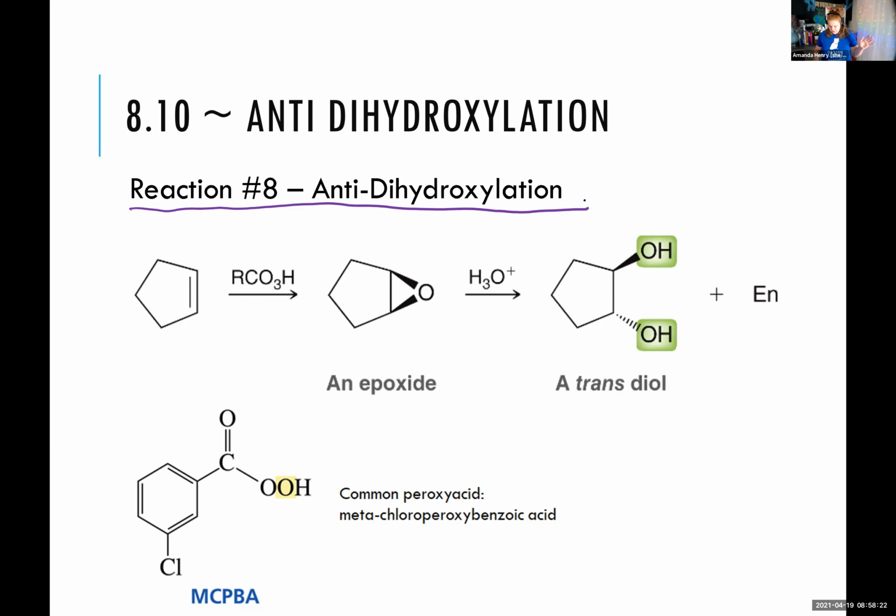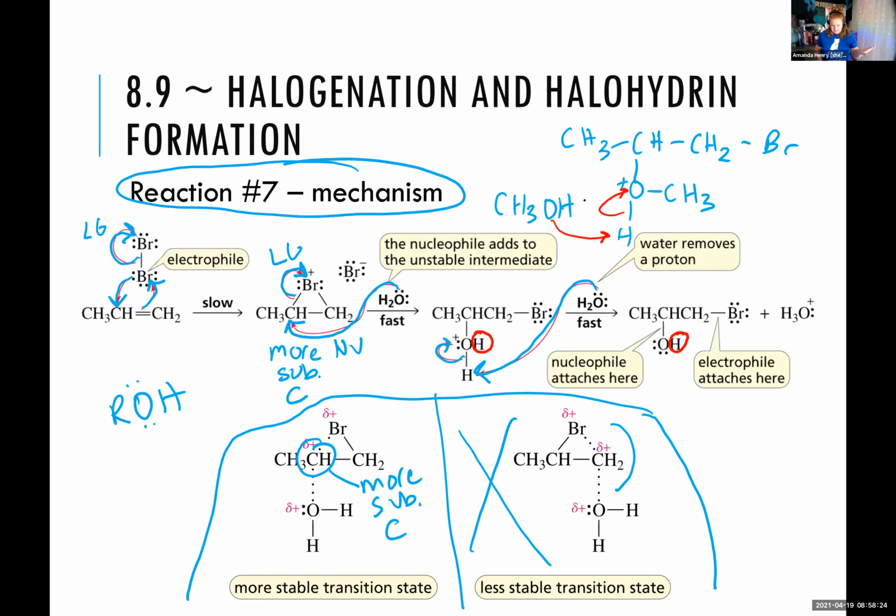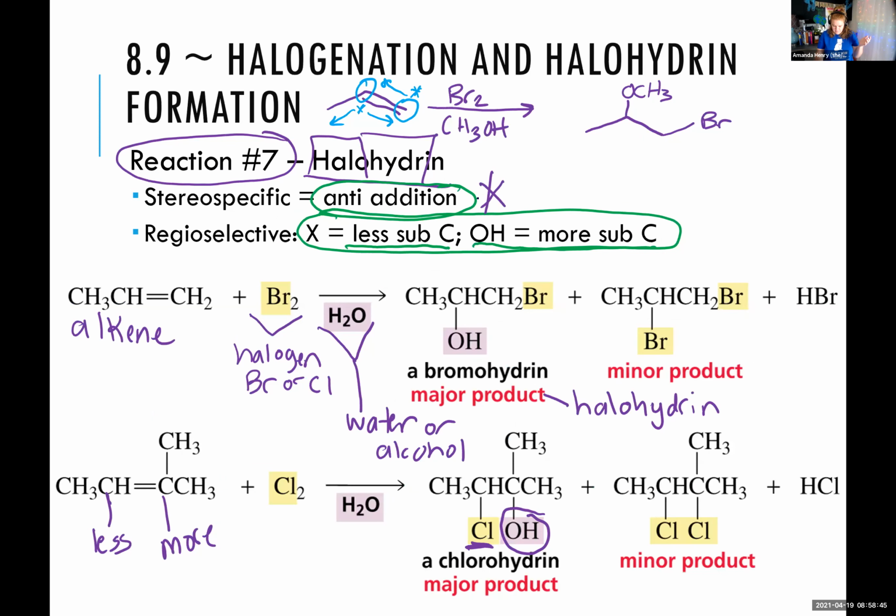Oh, actually, we didn't talk about the anti on the last one. Let me go back a slide. This step right here is showing us how it's anti. The bromine is on the top, and then the oxygen is adding to the bottom. So the bromine added to the top of the molecule, the oxygen is adding to the bottom of the molecule. That's what makes it an anti addition. So that is stated right here, but just to point it out in the mechanism.